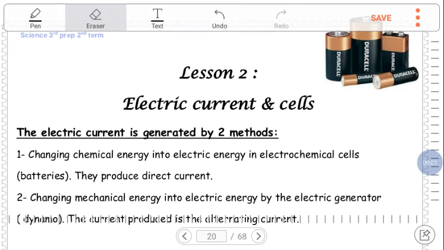Dear students, in this lesson we'll study the electric current and the cells. We have known previously that electricity plays an important role in our daily life. In this lesson we will identify some sources and types of the electric current and the methods of connecting the cells in the electric circuits.